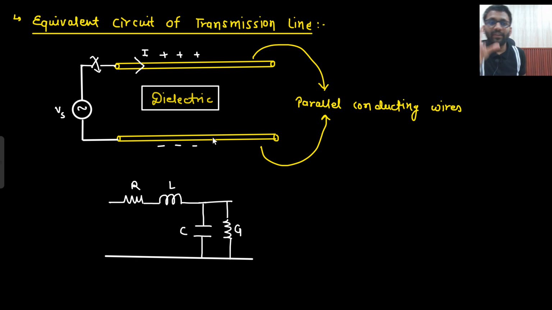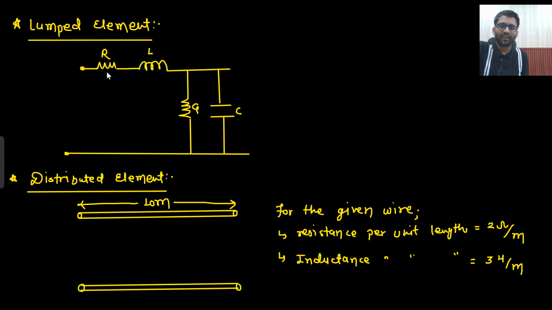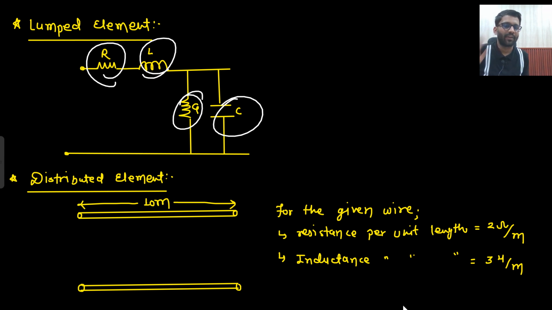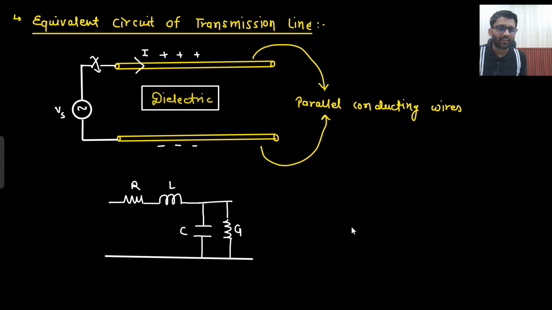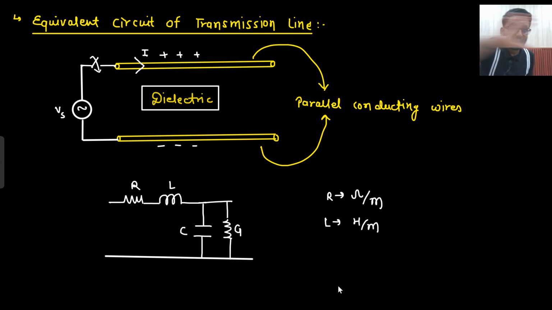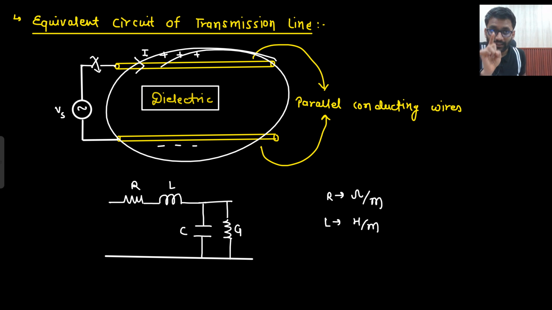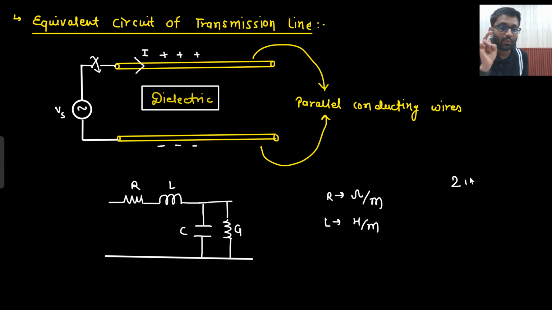But these elements will be distributed along the line. Are you getting this point? R, L, G, C are not separated elements. You cannot say, sir, you take out R from here, L from here, G from here, C from here. No, they are distributed along the line. So what will be the unit of this R? The unit of this R would be ohm per meter. Unit of this L would be Henry per meter. Why is that so? Because it is distributed along the complete line. This complete transmission line is having resistance R, but that will be like 2 ohm per meter.